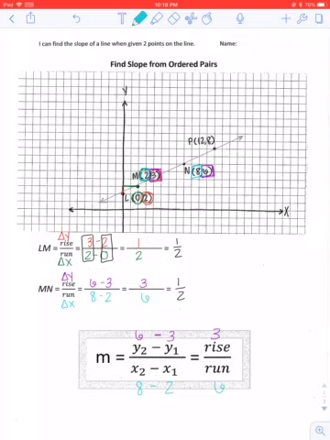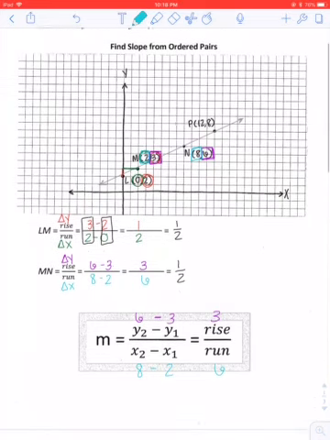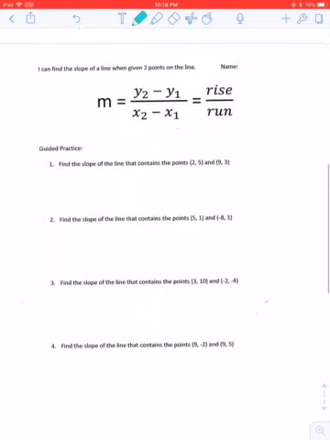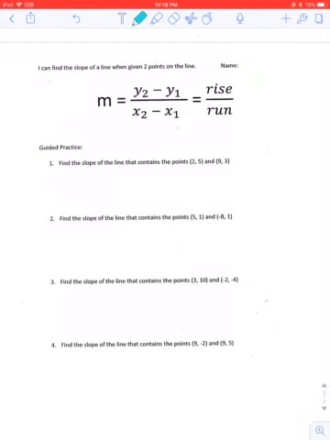If that is confusing, that is okay. We're going to take this graph away and just look at ordered pairs and see how we can figure this out. So go ahead and make sure you have this written down, and then flip your notes over to these 4 guided practice problems.